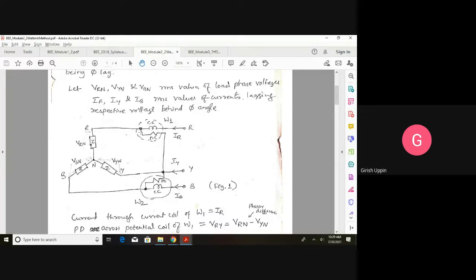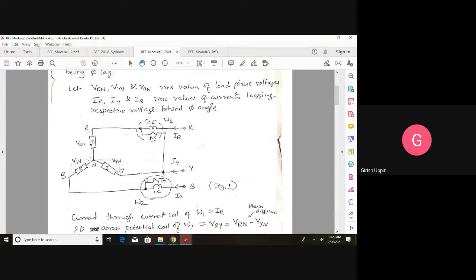And the potential coil, you can see it is connected between the node R and node Y. So basically in the current coil, the full line current will pass through, and for the potential coil we apply a voltage VRY. If I consider this wattmeter 1, what is the current going inside that? IR. What is the voltage across it? VRY. And this is the node on the Y phase.